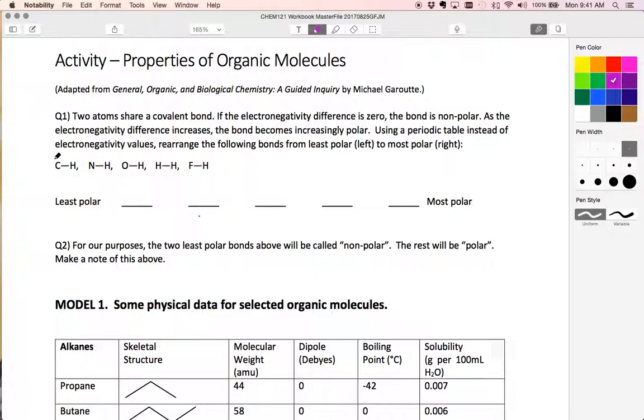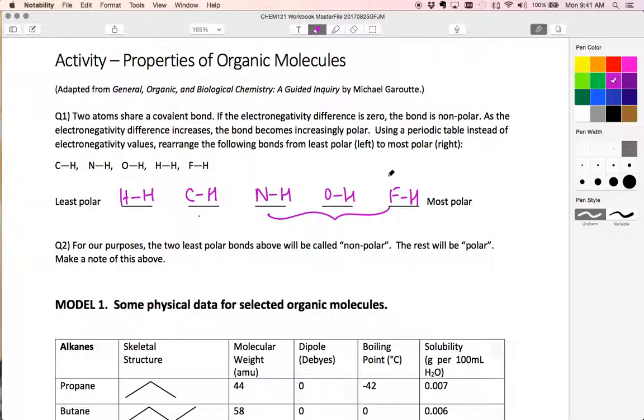So you know about the electronegativity difference. If the atoms are the same, they have the least electronegativity difference, that is 0. Then carbon and hydrogen will be the next one. Nitrogen and hydrogen, oxygen and hydrogen, and fluorine and hydrogen have the greatest electronegativity difference.